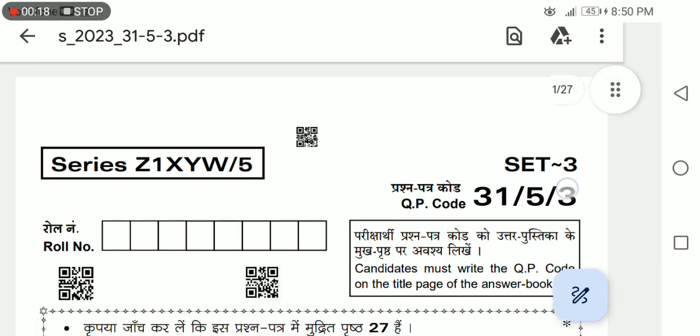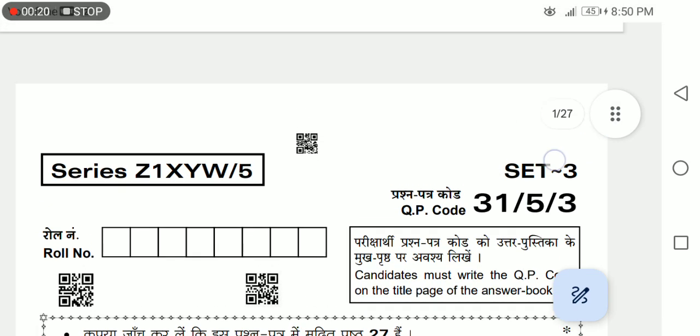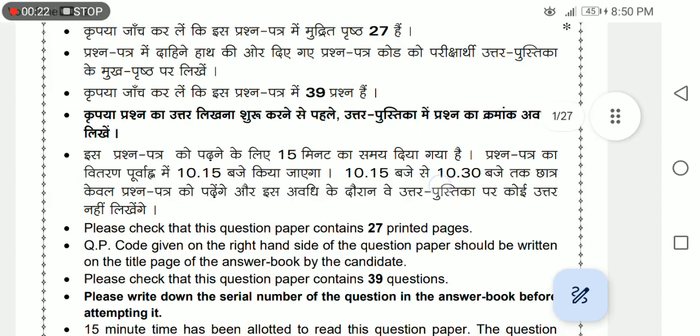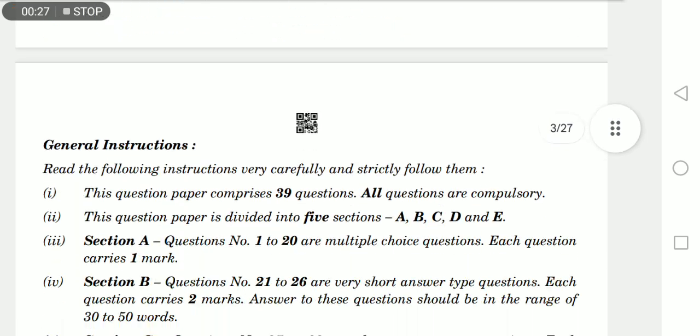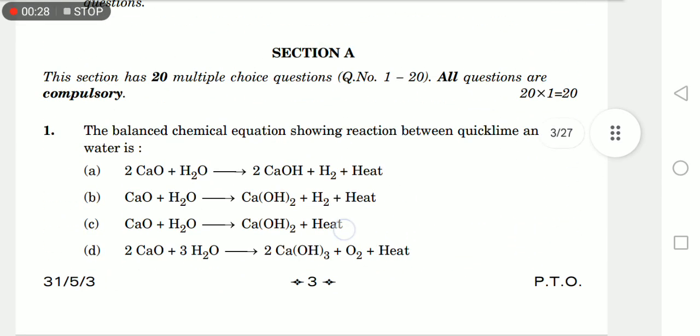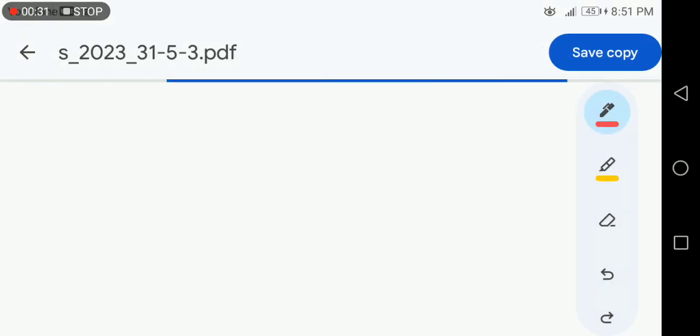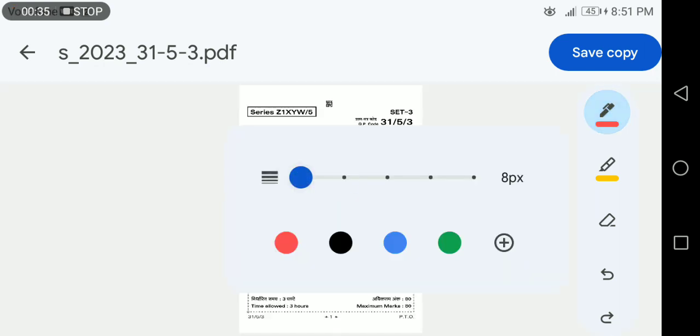As you can see, it is set 3. I will choose my pen because I will be needing it. I'm going to read the English one because not everyone can understand Hindi, okay?